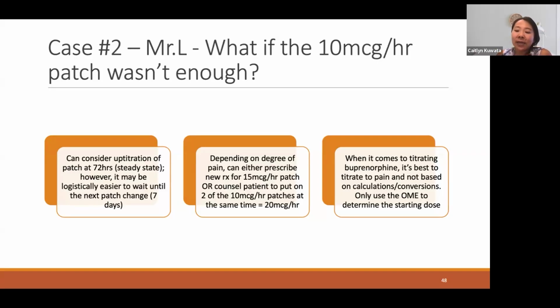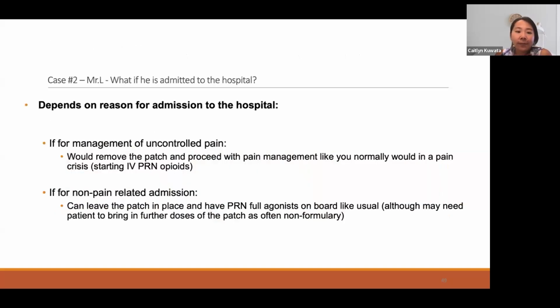So that's why a lot of times I will try going from a 10 microgram per hour patch to a 20 microgram per hour. But it's totally acceptable. And depending on severity of pain, if it's only a little bit and you only want to do a slight increase, you could just write a new prescription for a 15 microgram per hour patch.